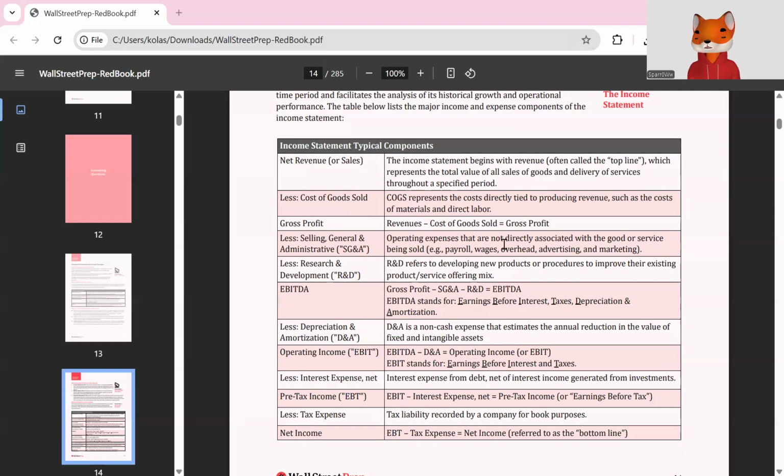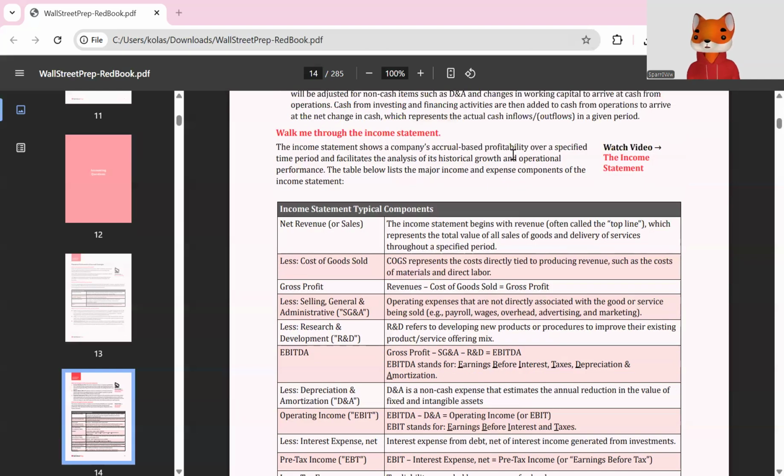The income statement begins with net revenue, often called the top line, which represents the total value of all sales of goods and delivery of services throughout a specified period. Less COGS. COGS represent the cost directly tied to producing revenue, such as cost of materials and direct labor. Revenue minus COGS yields us gross profit.